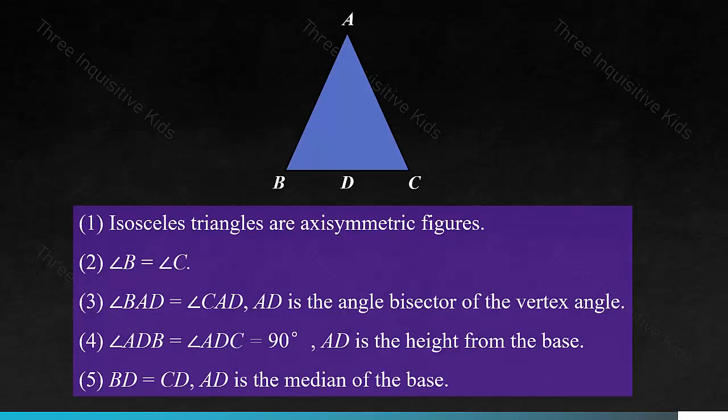So here are some main points to clarify. Isosceles triangles are axisymmetric figures. Angle B equals angle C. Angle BAD equals angle CAD. So angle BAD, there's a line down the middle, equals angle CAD, which means that AD is the angle bisector of the vertex angle. Angle ADB equals angle ADC, which equals 90 degrees. AD is the height from the base. BD equals CD, which means that AD is a median of the base.